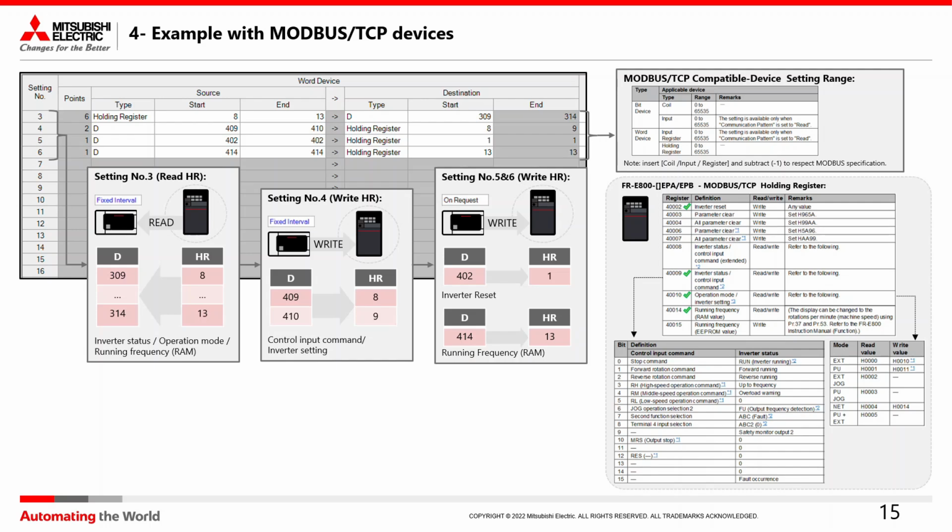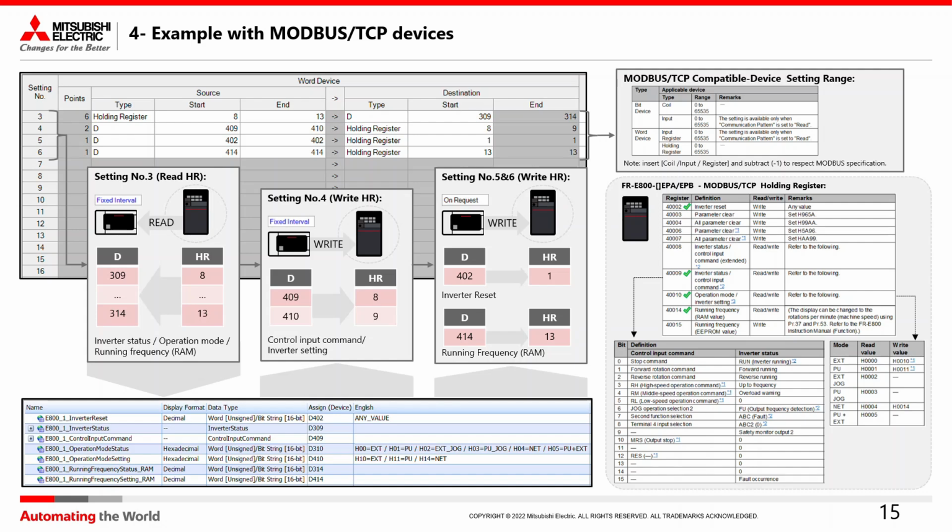Finally, for example purposes, settings number 5 and 6 are executed on request and managed with a logic on the PLC that generates the trigger when you want to send the reset command or change the frequency set on the RAM. In the example project, labels have been organized with addresses aligned to the settings, so as to have a control dashboard on the GX Works tree.